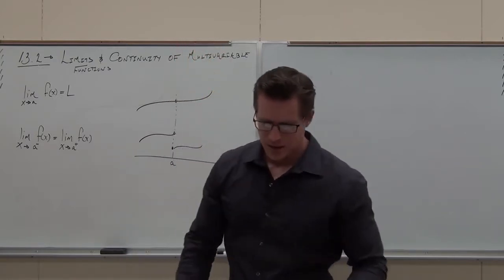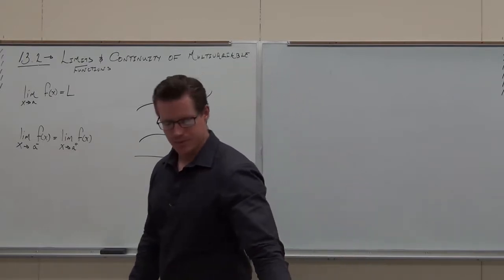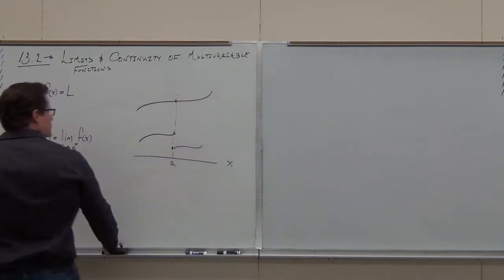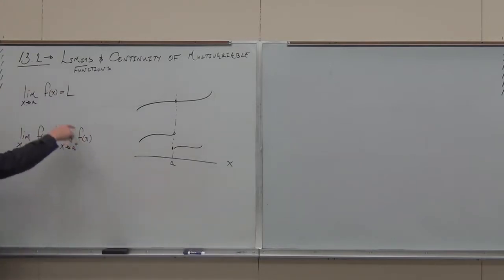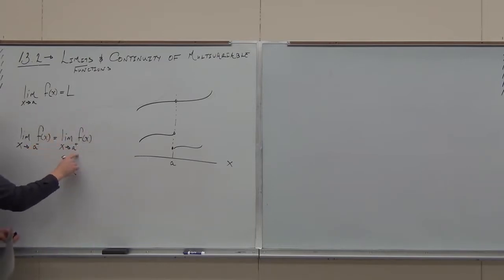Okay. Now we extend the concept. Let's consider something else now. This happens if this happens. The limit exists if from the left and from the right we approach the same value on our function. Now, what about this?